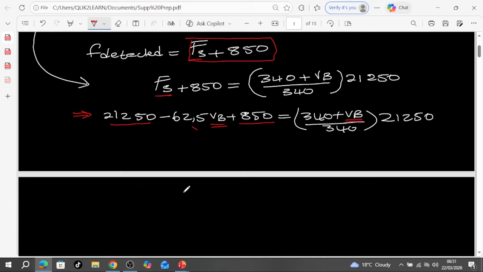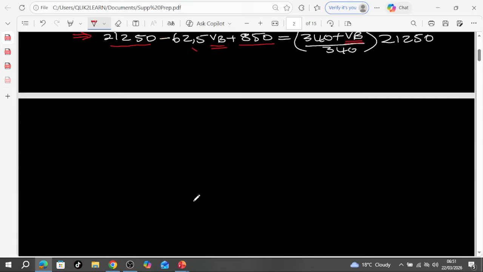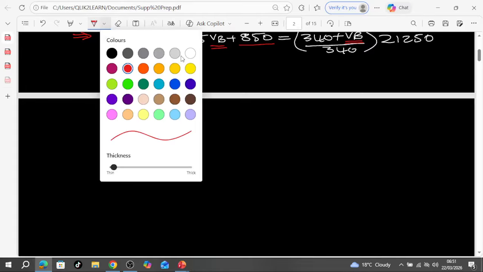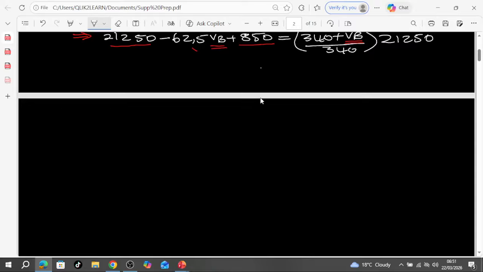Now, let's rewrite this equation down. Then I'm just going to let you take it from here. So you know what you can do? Pause the lesson and take it from here.